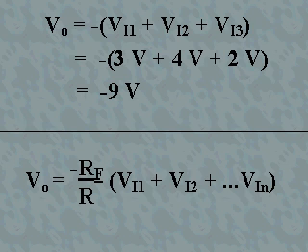Let's now discuss the summing amplifier with a gain greater than unity. When the feedback resistance R sub F is greater than the other resistors, which are all equal, the amplifier has a gain of R sub F divided by R, where R is the value of one of the input resistors. Therefore, the output voltage is equal to minus the feedback resistance divided by the resistance of one of the equal input resistors times the sum of all input voltages.